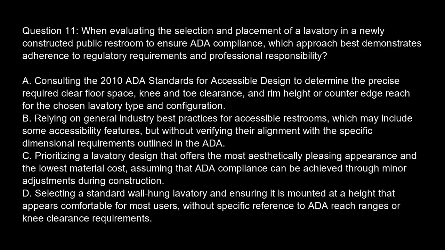Option B. Relying on general industry best practices for accessible restrooms, which may include some accessibility features, but without verifying their alignment with the specific dimensional requirements outlined in the ADA. Option C. Prioritizing a lavatory design that offers the most aesthetically pleasing appearance and the lowest material cost, assuming that ADA compliance can be achieved through minor adjustments during construction. Option D. Selecting a standard wall-hung lavatory and ensuring it is mounted at a height that appears comfortable for most users, without specific reference to ADA reach ranges or knee clearance requirements.